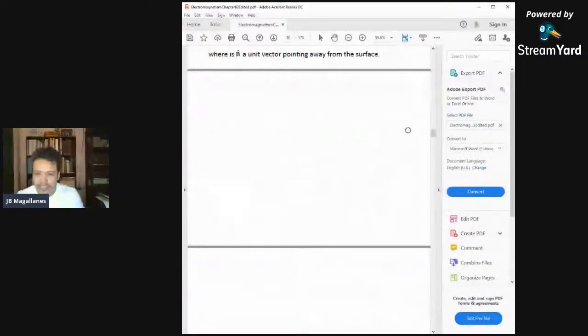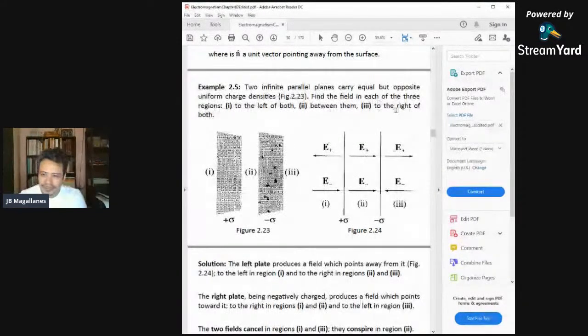So it looks like a capacitor. One plane is positive and the other plane is negative. So it's like a capacitor. But in this case, you have 2 infinite parallel planes. So it couldn't be a capacitor, because there's no capacitor that exists at infinity. Or I mean, an infinite capacitor doesn't exist.